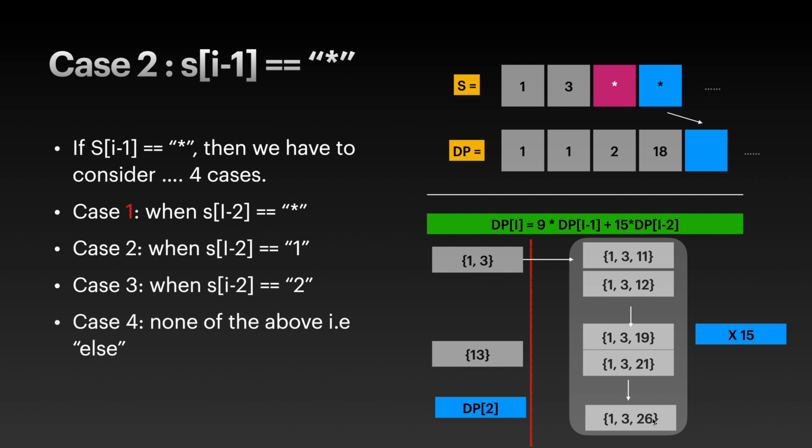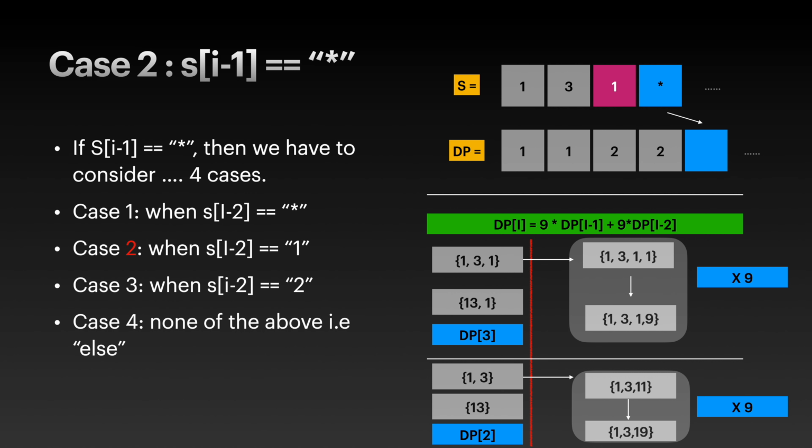And how many of them are there? We have 15. So that's why we are multiplying 15, because for 1 and 3, we'll be creating 15 more of this. And then for 13, we'll be doing the same thing. So 13, 11, 13, 12, all the way to 13, 26. So that's why we have dp of I equals 9 times dp of I minus 1 plus 15 times dp of I minus 2 when we have this case, right? And then the next case, we are at case 2 when the previous element is 1. Now in that case, we have this recurrence relationship.